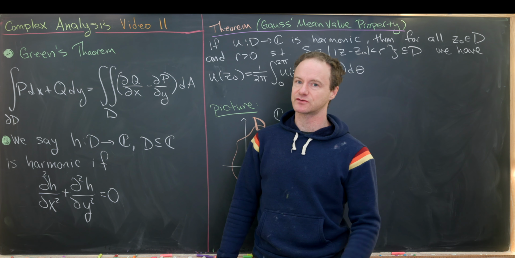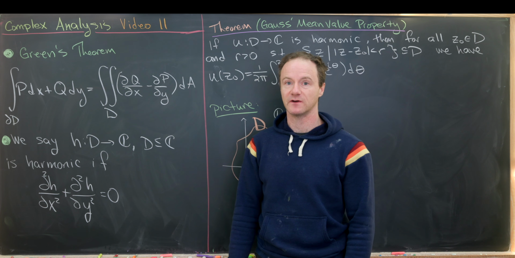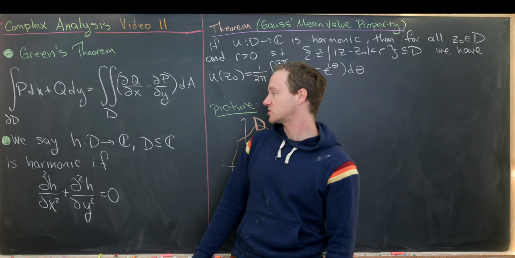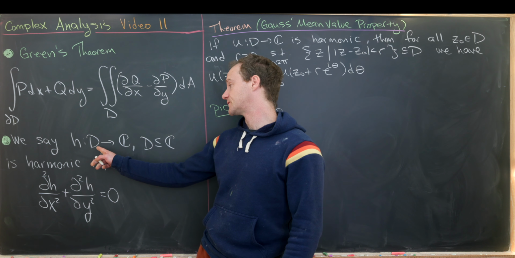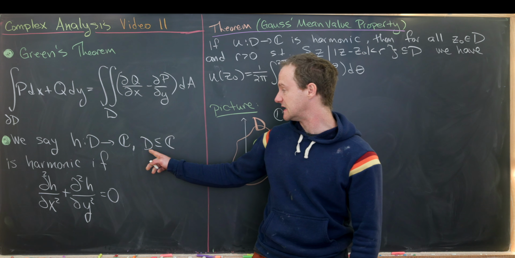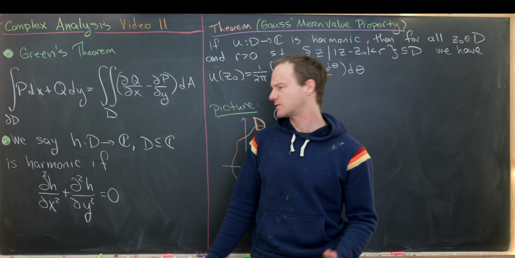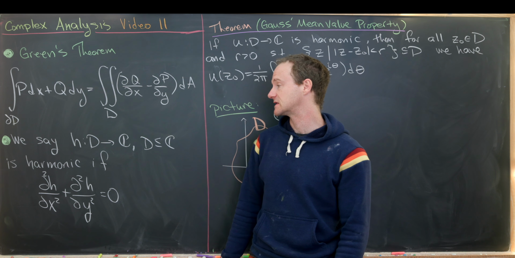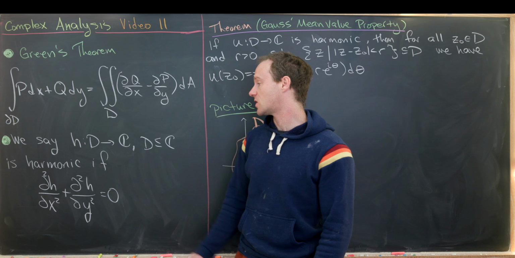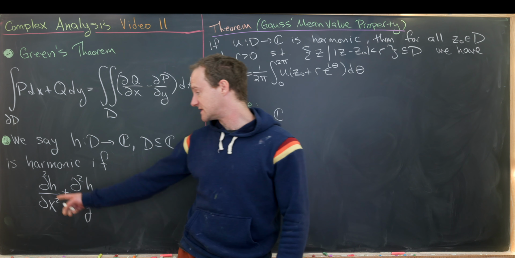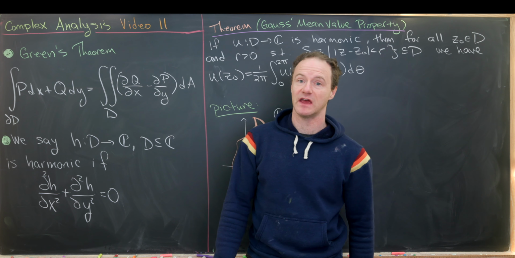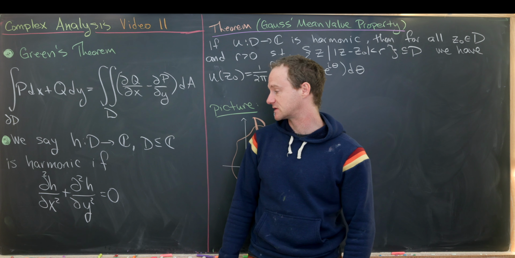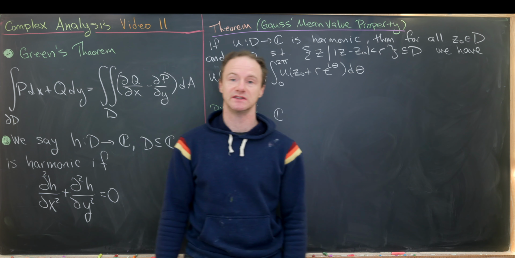And then next, let's recall the definition of a harmonic function. So we say a function h, which goes from D to C, where D is a subset of the complex numbers, and that subset needs to have some sort of conditions like being simply connected as well, is harmonic if the second partial with respect to x of h plus the second partial with respect to y of h is equal to 0.